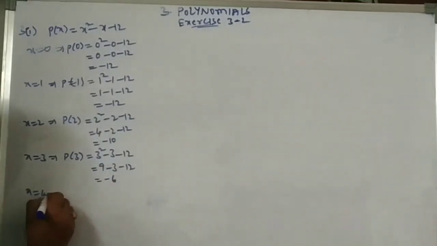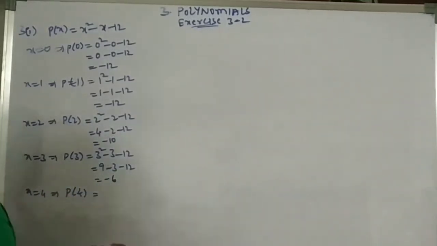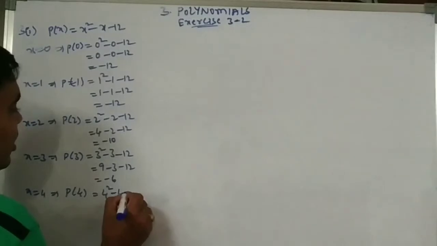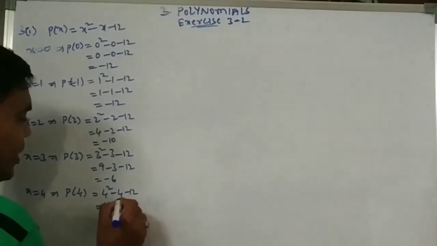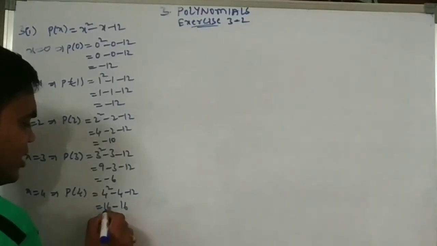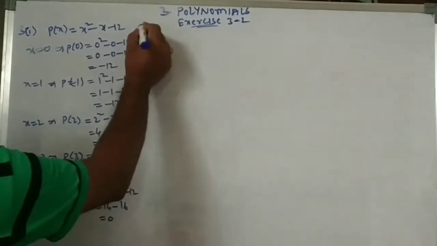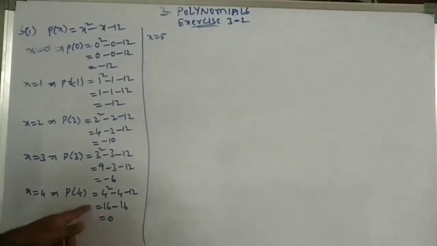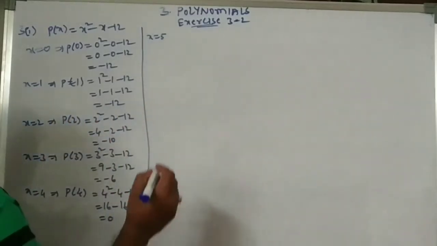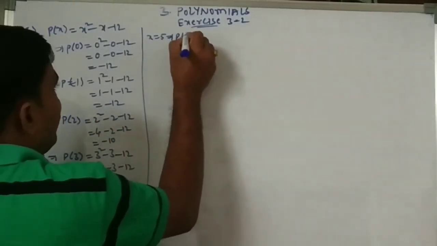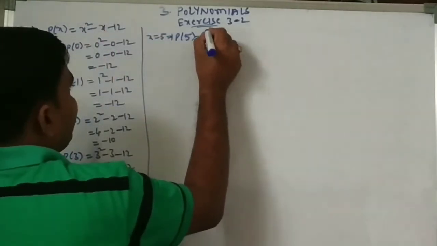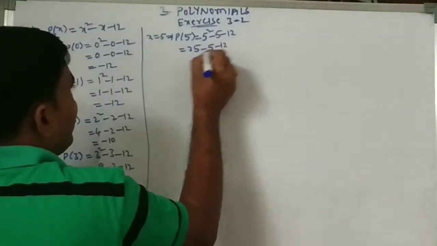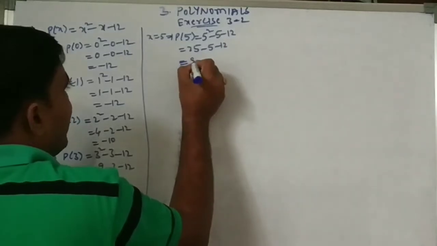Next, x equal to 4, I am taking p of 4. In this equation I want to substitute x equal to 4. 4 squared minus 4 minus 12. 4 squared equals 16, minus 4 minus 12. 16 minus 16 is 0. Next, x equal to 5. One more after we got 0. P of 5 equals 5 squared minus 5 minus 12. 5 squared is 25, minus 5 minus 12. 25 minus 5 is 20, minus 12 is 8.